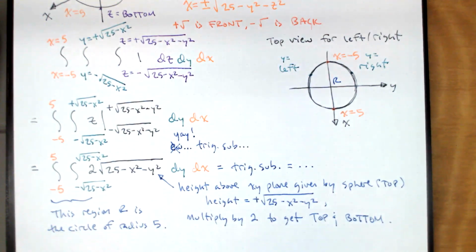So after the first step of our triple integral, we get to our double integral. A double integral that's describing the same volume. We're not integrating the function 1 anymore because now we have an expression for the height. And we're saying integrate the height given by this sphere above all the points inside this circle.